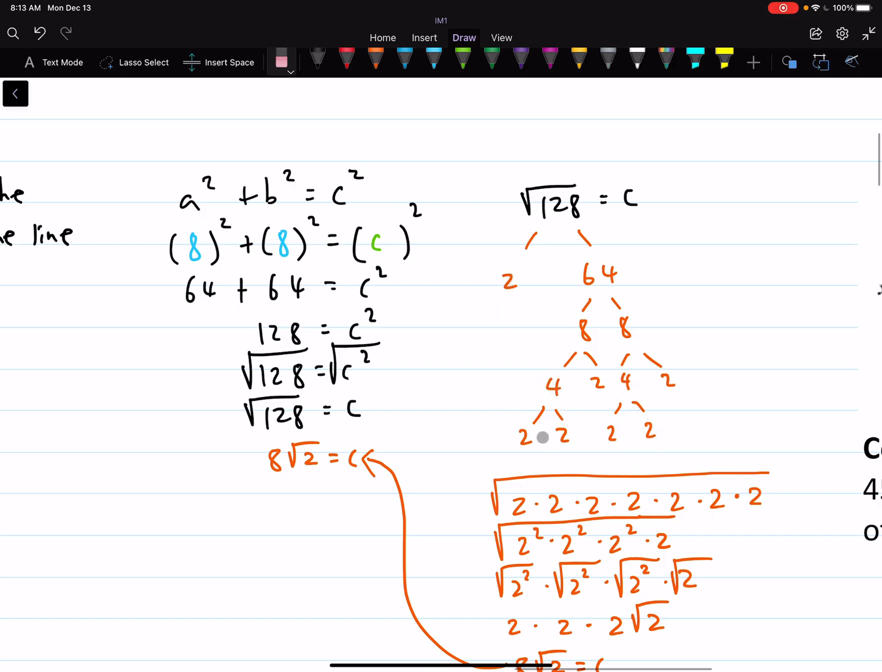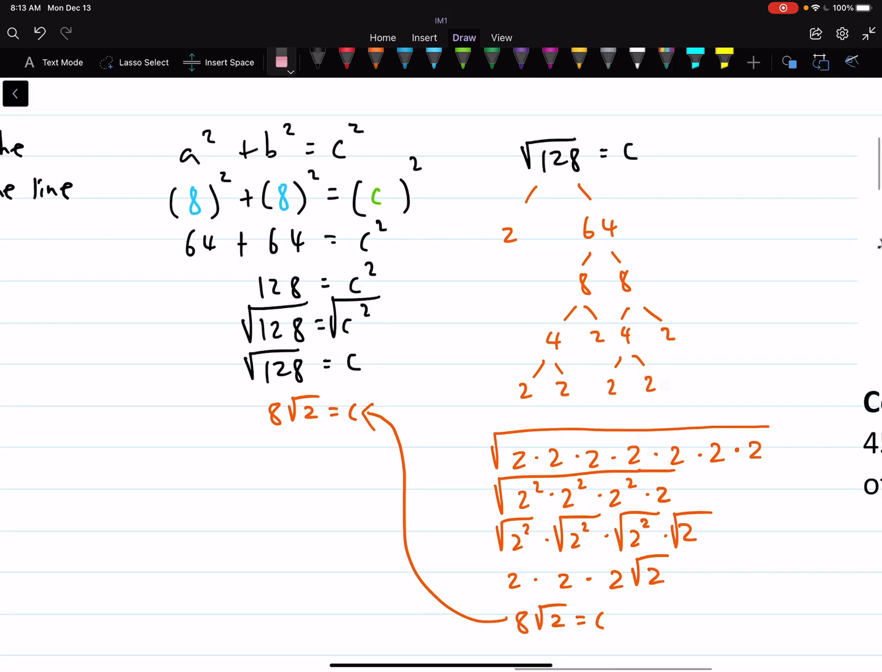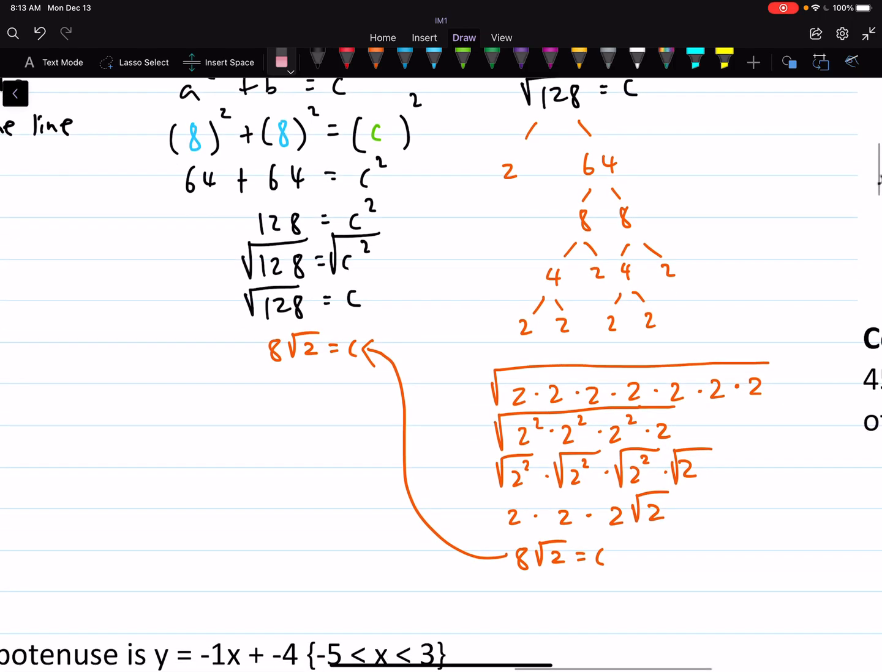If we get all of these factors and multiply it all out, 2 times 2 times 2 times 2 times 2 times 2 times 2 is in fact 128. Put it into a calculator, you'll see that it is true. 2 times 2 is 2 squared, 2 times 2 is 2 squared, 2 times 2 is 2 squared, times 2. So we have a factor of 2 remaining on the outside. When we take the square root of 2 squared, it's 2. And then we have the square root of 2 left over, with a multiplication sign. Now 2 times 2 is 4, 4 times 2 is 8. So what we have remaining is 8 square root of 2.